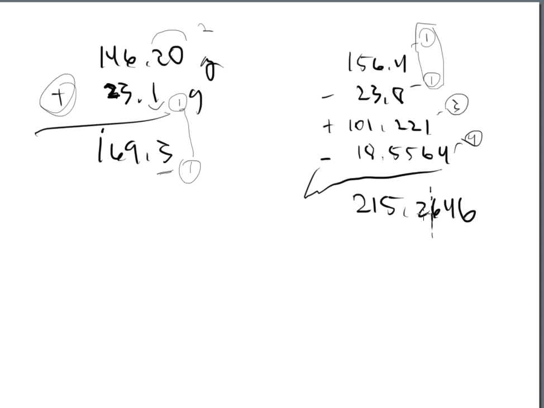There's my first digit after the decimal. There's a 6, and that 6, of course, makes that round up to a 3. So 215.3 is going to be the proper answer to that calculation. All right, so that's how we handle addition and subtraction.